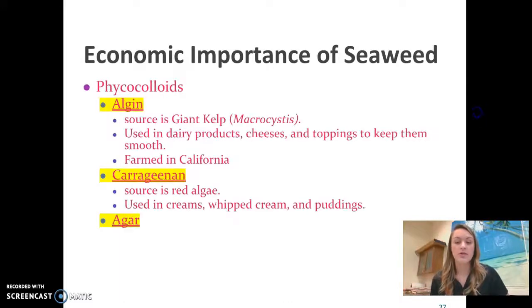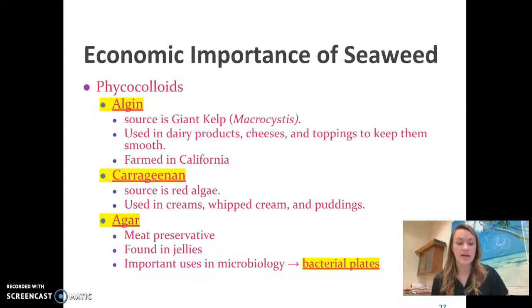All right, so I'm going to put all this information up here so you can get it as I go through. All right, so some of our different gelatin-like substances that actually come from our seaweeds is something called algin. So this is coming from our macrocystis, our giant kelps, and it's used in dairy products, cheese, and toppings to actually keep them very smooth. We find these a lot out in California. So this is what our Kelstar is actually harvesting products for.